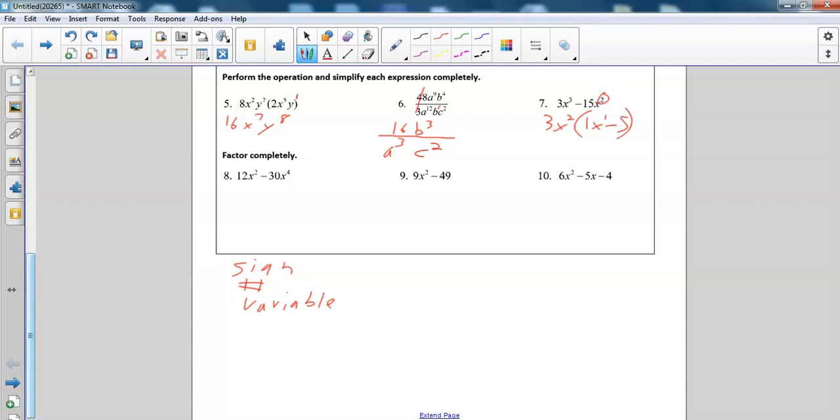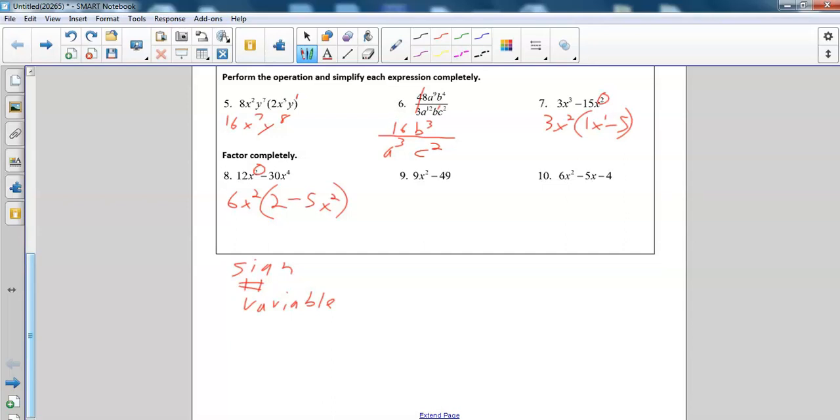Number 8, factor. Well, what can I take out of 12 and 30? I can take out 2, but I want to look for the greatest common factor, and that's a 6. I look for my smallest common variable exponent. That's what I'm going to take out. Now I divide. 12 divided by 6 is 2, and the x squared cancel. Negative 30 divided by 6 is negative 5. X to the fourth divided by x squared is x squared. And that's it.